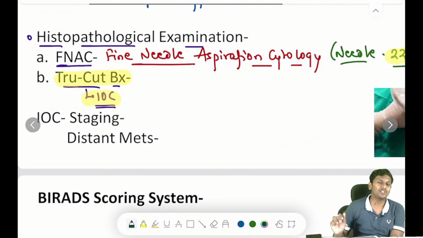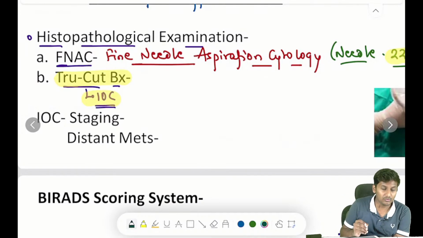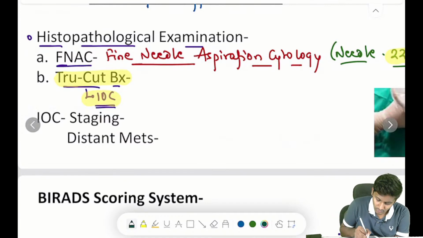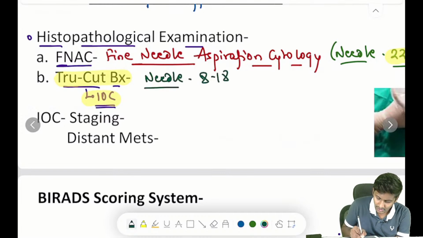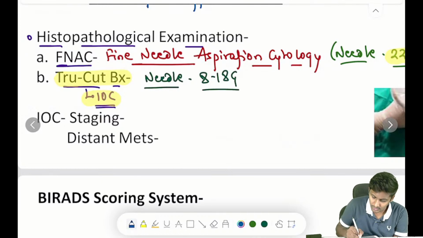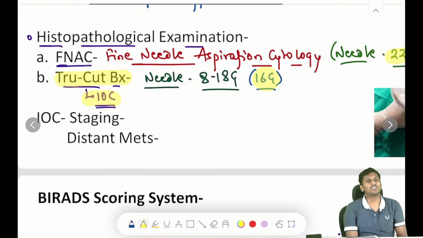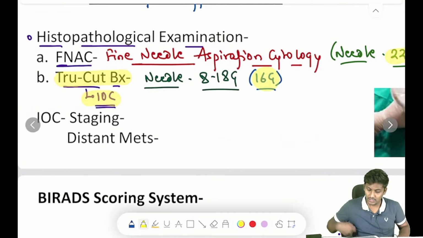True cut biopsy is actually done with the help of a biopsy gun. The size of the needle used in the true cut biopsy you have to remember. Here a bigger size is needed because in the biopsy we are going to take tissue, and if we have to take out tissue, a bigger needle is needed. It is actually an 8 to 18 gauge needle, and in the previous year question the option was a 16 gauge needle. So remember the best one to be used is the 16 gauge needle. 8 to 18 gauge needles can be used, but the one commonly used is the 16 gauge needle.